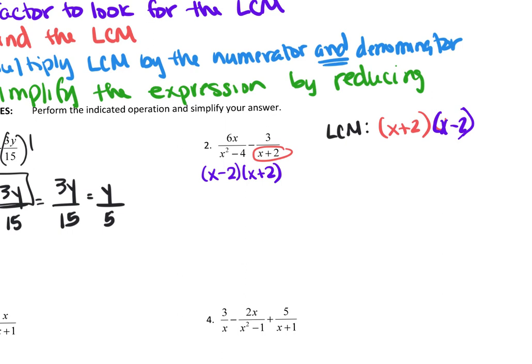So I'm going to multiply by what's missing in the denominator on both sides. If you notice here, I need to have an LCM of x plus 2, x minus 2. This side already has that x minus 2, x plus 2. So I won't touch it. I'll just multiply it by 1. And I get 6x over, I'm going to write it in factored form, x minus 2, x plus 2.